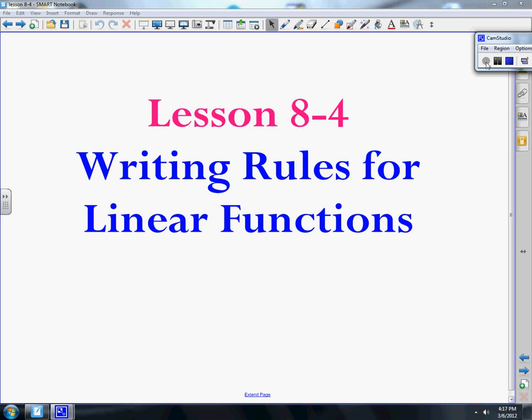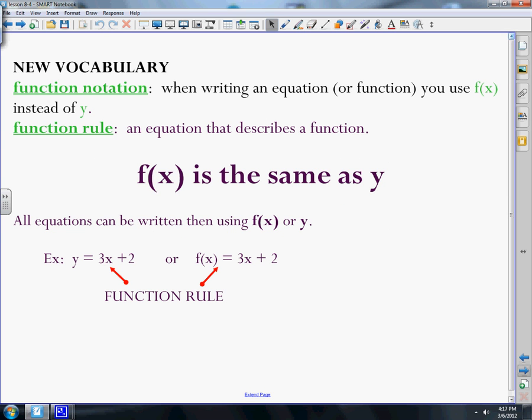Okay, today's lesson is writing rules for linear functions. Today we have some new vocabulary. Our first new vocabulary word is function notation. Function notation is when you're writing an equation or a function. Equation and function are the same thing.